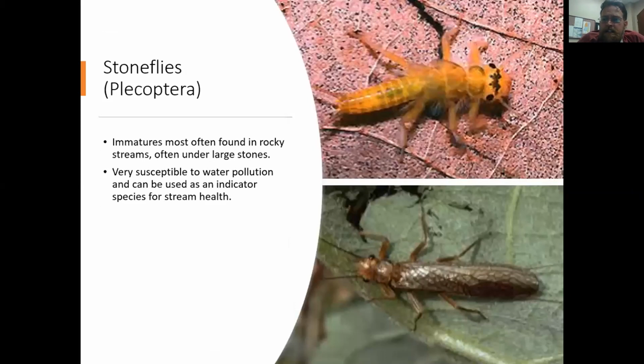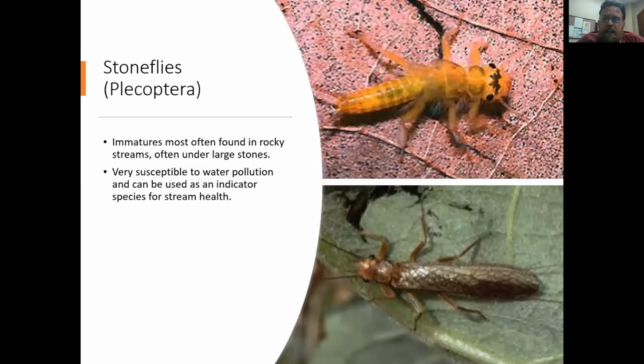Another aquatic insect as a larva. This is a stonefly. The scientific name for that is Plecoptera. They're found in fast moving rocky streams, really clear streams, and the immatures are very often found under rocks. Different groups of the stoneflies have different areas that they prefer. Some groups like to hang out under large rocks. Some groups like to hang out under gravel.